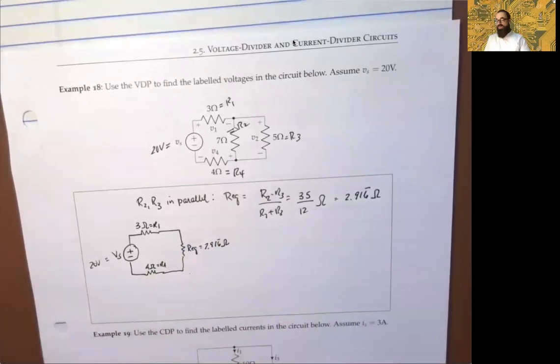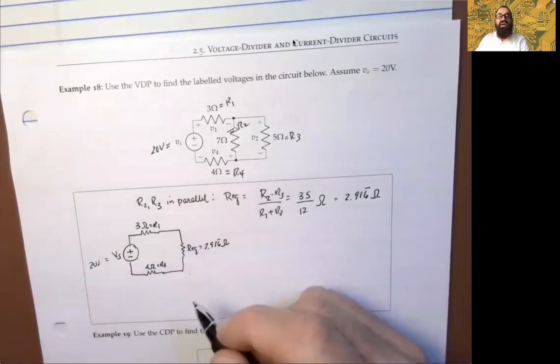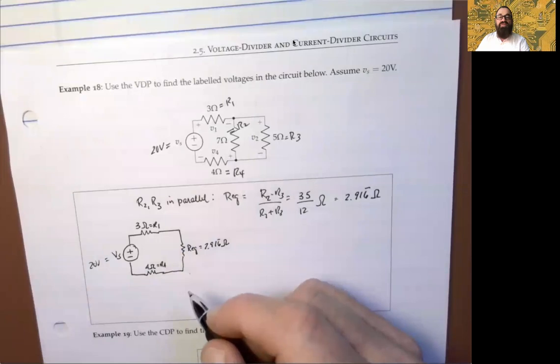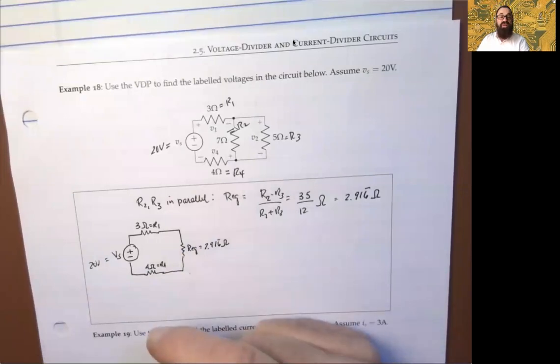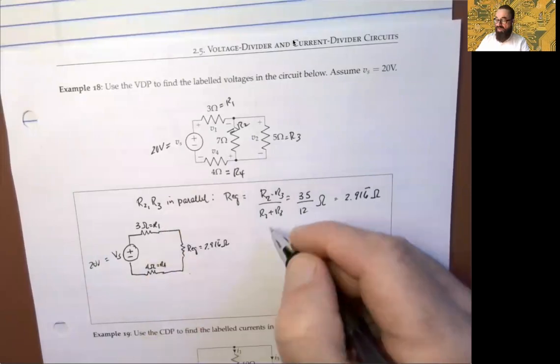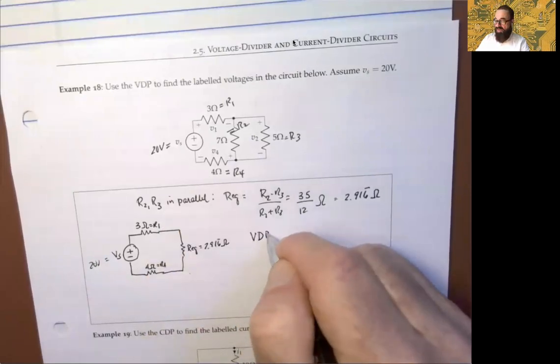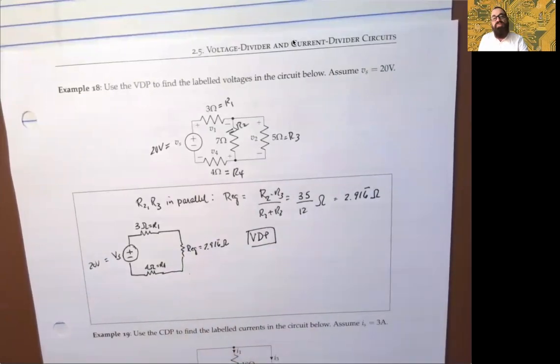All right, so what advantage do we have now of finding voltages? Huge advantage, because now the problem is exactly like the previous problem. They're all in series. So now when they're all in series, you apply VDP. So that was the only point of this problem, is that you need to apply VDP. You got to make sure you got a bunch of resistances in series with the voltage source, right?